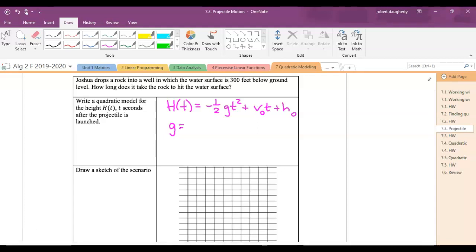It's either 32 or 9.8. If it's feet, it's going to be 32, so that's 32 feet per second squared. What is my initial velocity?